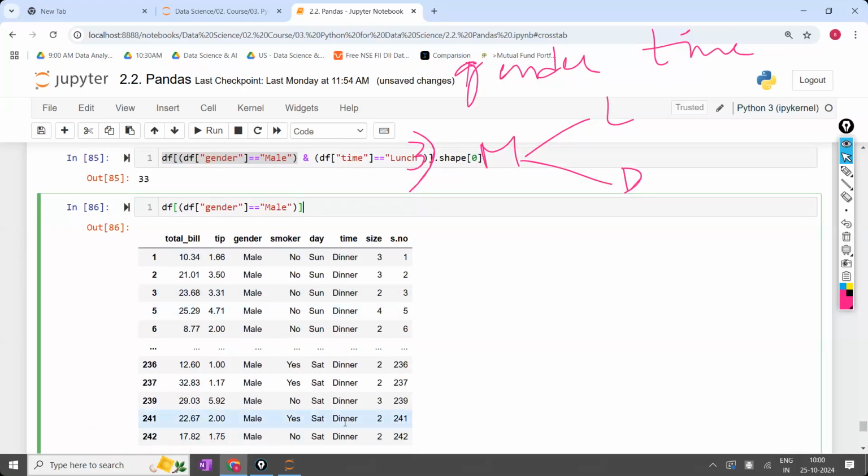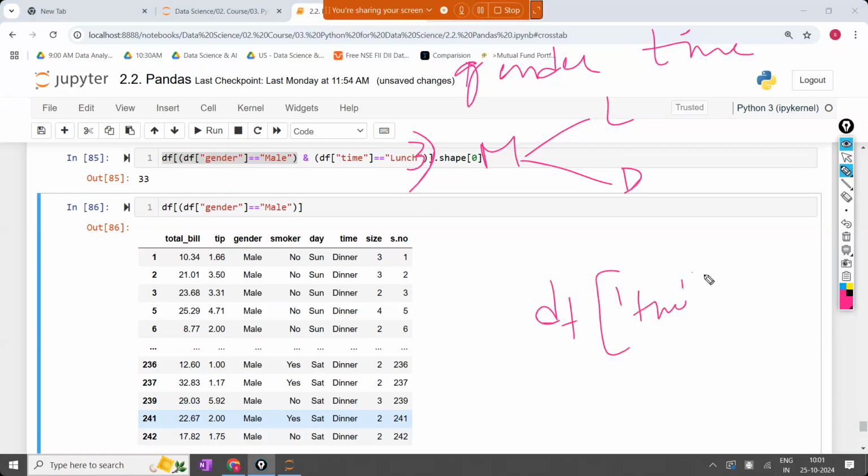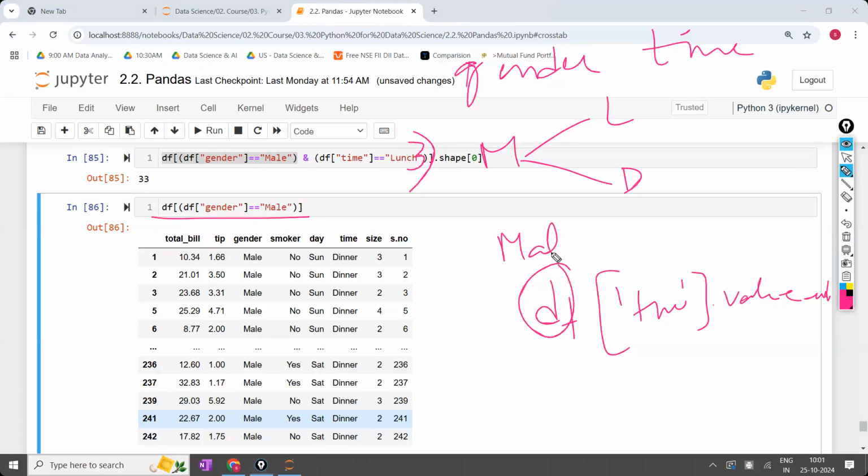What do I have to do? For time column value counts I want. Generally, forgetting the overall data frame, how to get the value counts of the time column? DF of time dot value counts. This is overall data. Instead of overall data, here it is male data. Within the male data, I'm going to take time dot value counts.